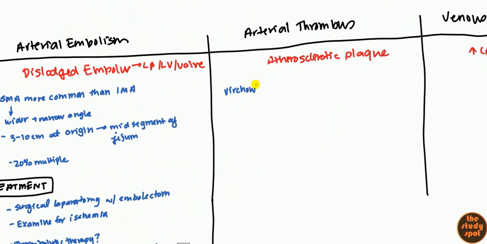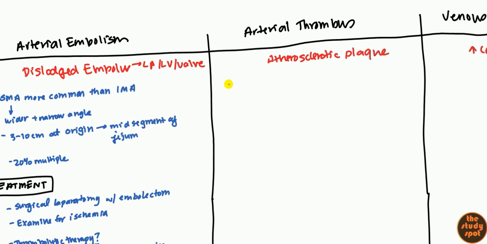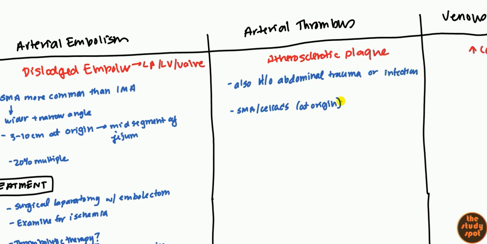Next we're going to talk about the arterial thrombus. So atherosclerotic plaque, any history of abdominal trauma or infection, you want to think of an arterial thrombus. And this generally affects the superior mesenteric artery as well as the celiac artery, and again, generally it's going to be at the origin of those arteries.